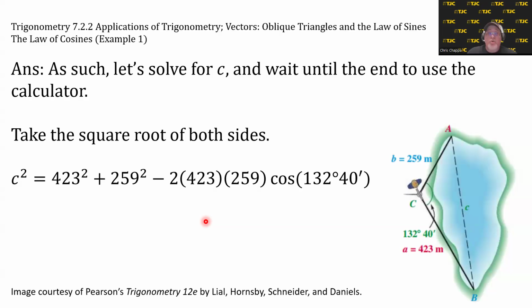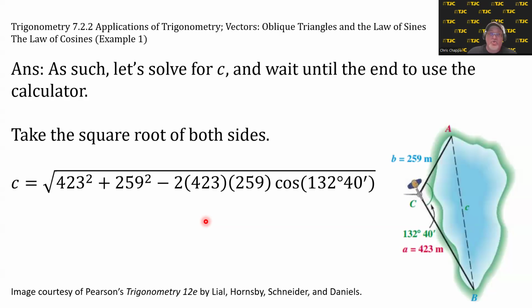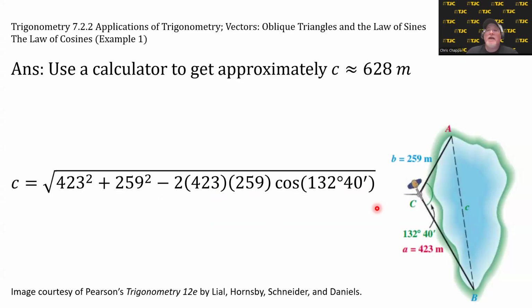So drop a big square root over both sides. That would cancel the square on the C on the left. And on the right, we have the square root of 423 squared plus 259 squared minus 2 times 423 times 259 times cosine of 132 degrees 40 minutes. And using your impeccable calculator skills, you could use a calculator and get that this is approximately 628 meters. I think the hardest part about this is actually using the calculator.